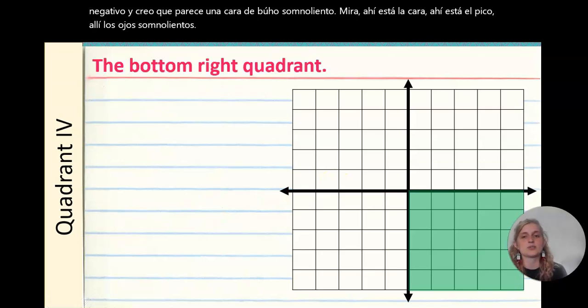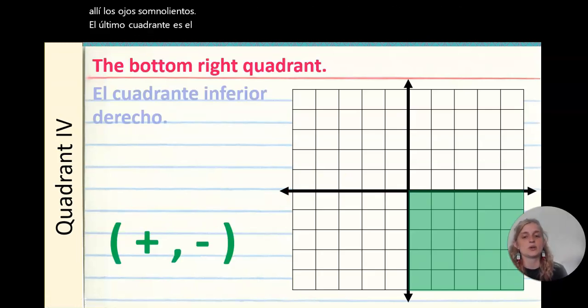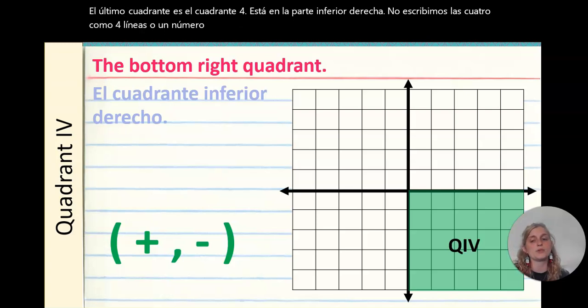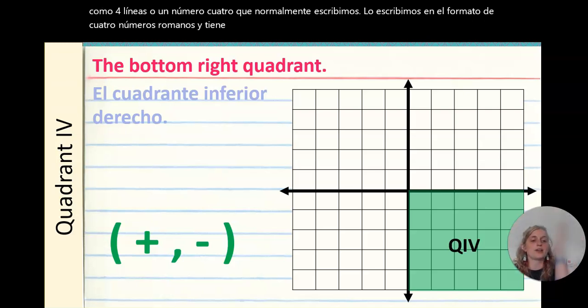Last quadrant is quadrant 4. It's in the bottom right. We don't write the 4 like 4 lines or a number 4 that we normally write. We write it in the 4 Roman numeral format, and it has positive x values and negative y values.